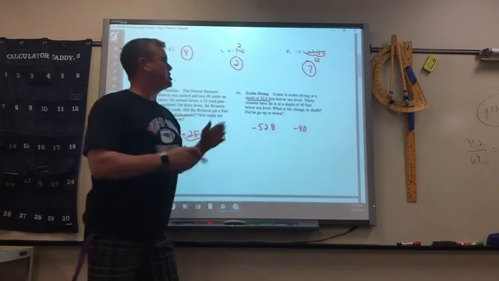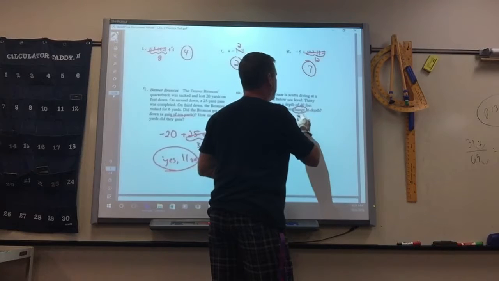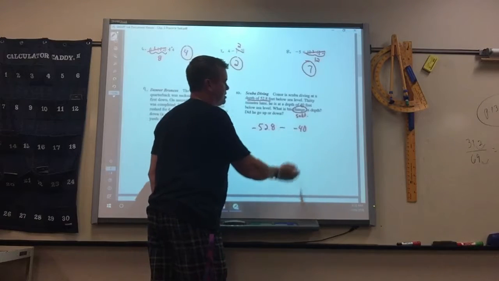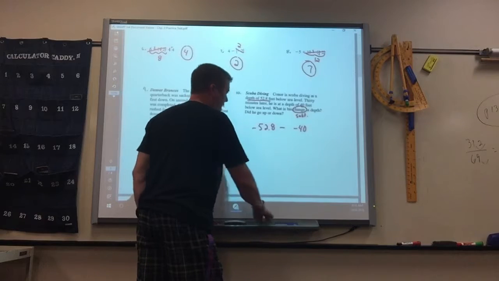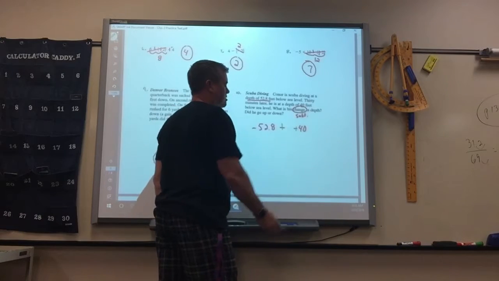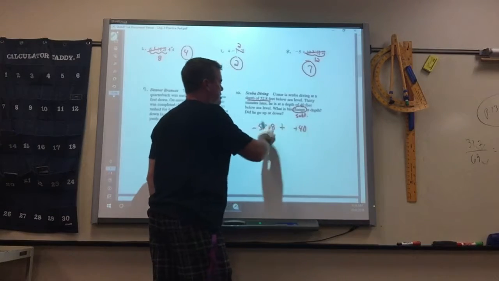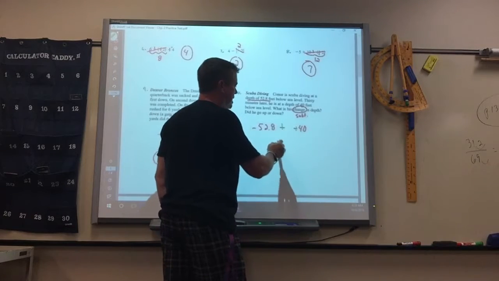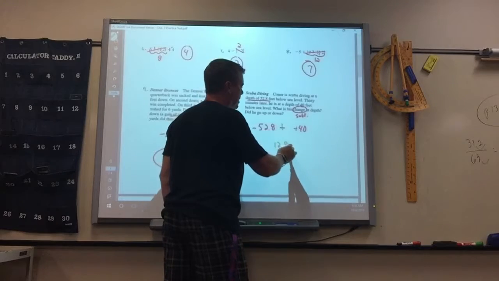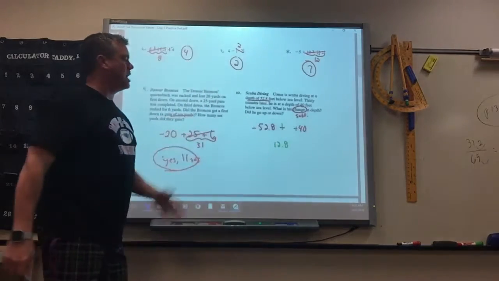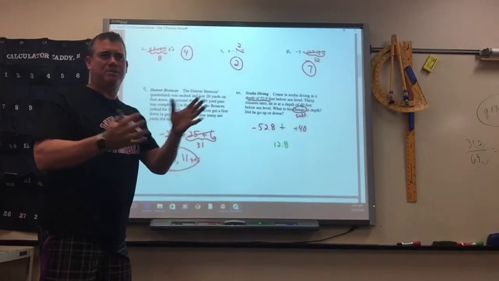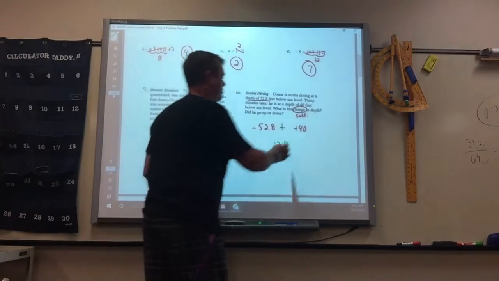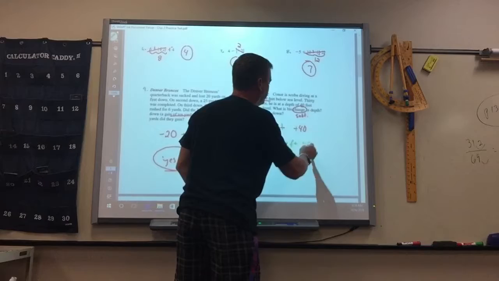So in order to find change, anytime they ask for change, you have to subtract. So if we subtract these two, you got to use your subtract rules. Change the sign, change the sign. The signs are different, so you subtract them. 52.8 minus 40 is 12.8. And since they're just asking for change, it's just a positive distance, which actually they went up, so it would be 12.8 feet up.